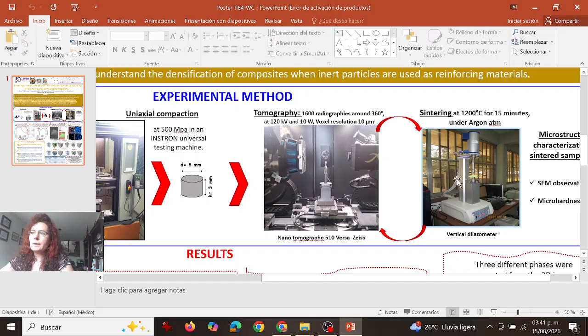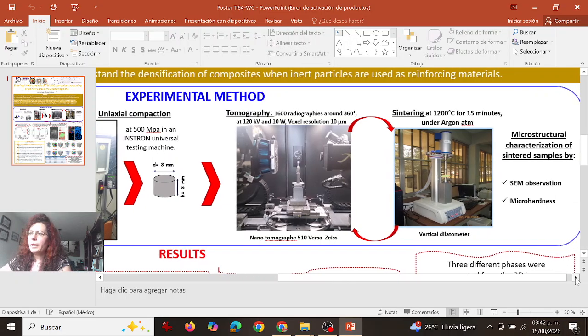I was mentioning that we sintered our samples. For that, we used a vertical dilatometer. Here we have an image of this machine, the vertical dilatometer. The sintering conditions were 1,200 degrees Celsius for 15 minutes under an argon atmosphere.